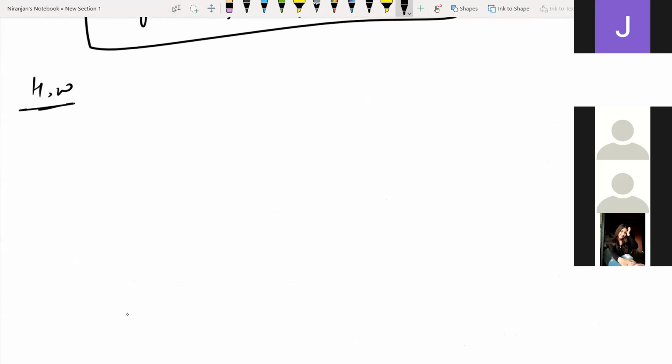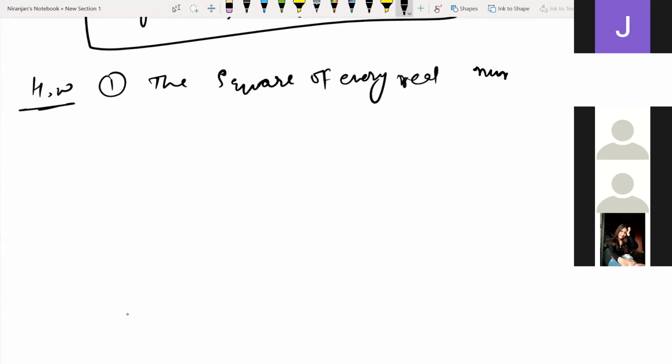This is your homework. First question is the square. You guys are noting down, right? Nitigya, that is clear, no? It's clear now. Good.